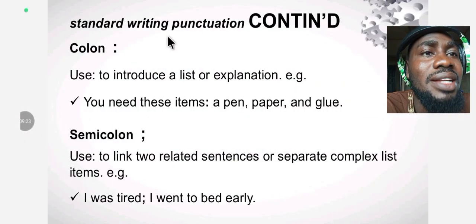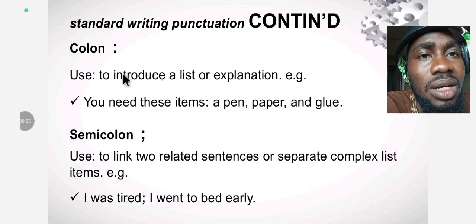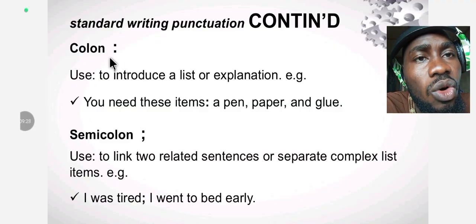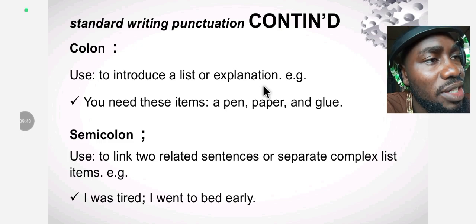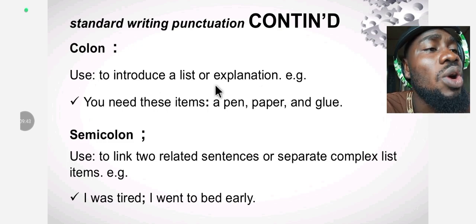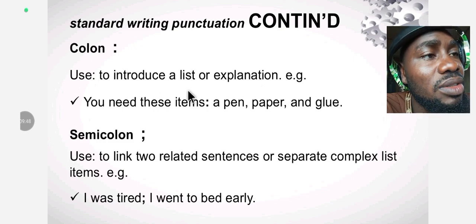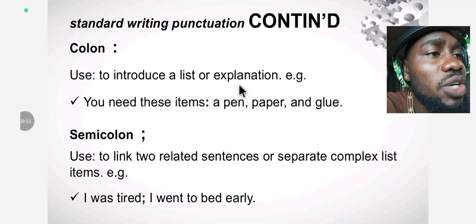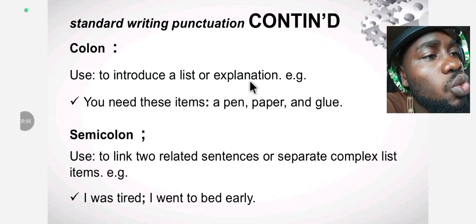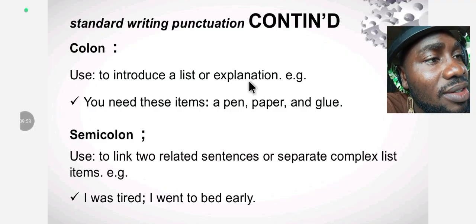Let's move over to the next. Still under standard writing punctuation signs, we have the colon. Just two dots, one up, one down. That's the colon. Use it to introduce a list or explanation. When you want to explain something, you put a colon, then you start explaining. Or to introduce a list, you put a colon, then start listing.